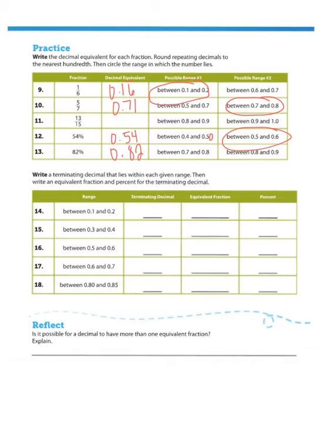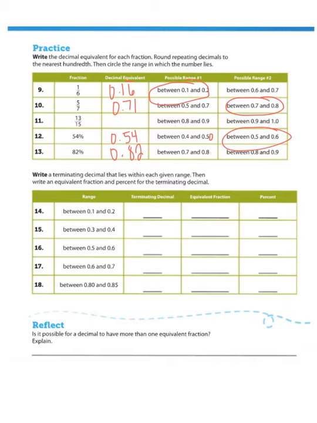Okay, down at the bottom, we have to do quite a few things, but this is good practice. It tells us the range. It's between 0.1 and 0.2, so you could have any terminating decimal between 0.1 and 0.2. What I'm going to do is fill in the equivalent fraction, and then you guys are going to do the decimal and the percent.